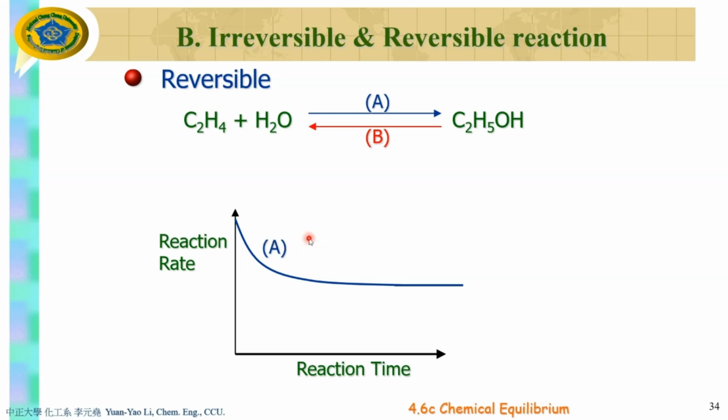Again, let's plot the reaction rate versus the reaction time. It can look like this. It eventually reaches equilibrium. That means the speed from left to right and the speed from right to left will be equal. This is what we call reversible reaction. Reaching equilibrium can take 1 second, 1 hour, 1 day, or 1 year.